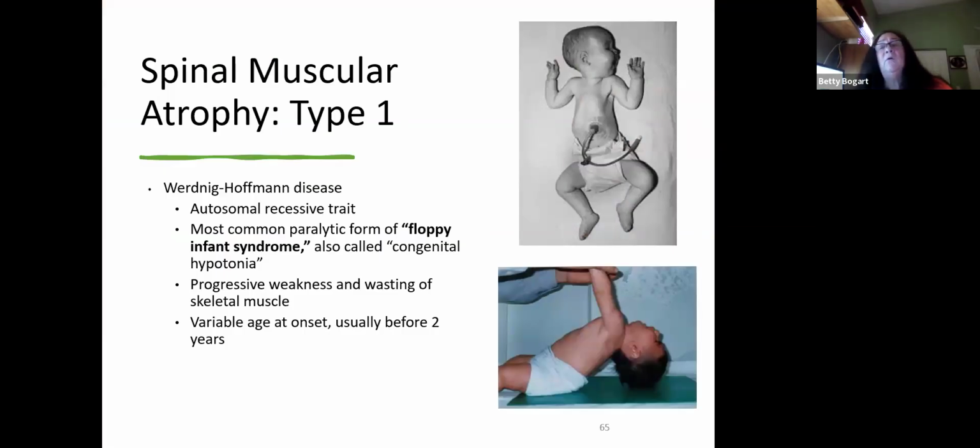Okay, let's go into some of the muscular dystrophies, all right? This is probably the worst of all the muscular dystrophies. This is the Werdnig-Hoffmann disease, or floppy infant. These children are born and they can barely make a cry at birth. Progressive weakness, wasting of skeletal muscles, and these children, because their muscles don't work, usually die before 2 years of age.